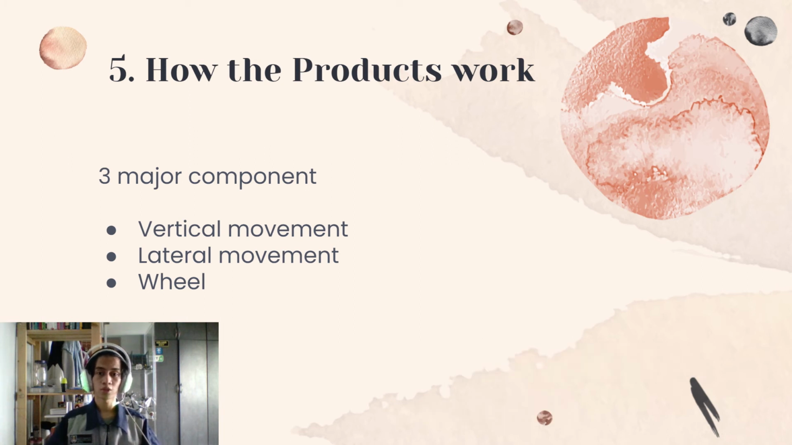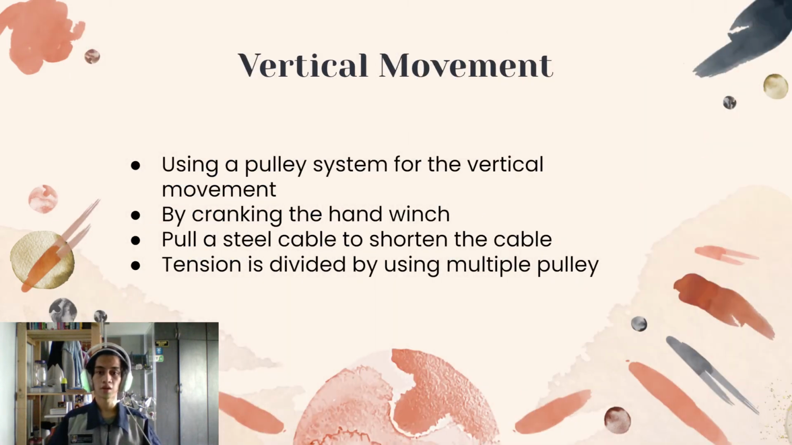There are three major components in our product, which are the vertical movement, lateral movement, and the wheel system. Let's first talk about our vertical movement system.